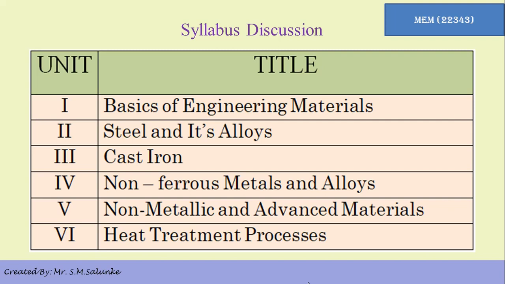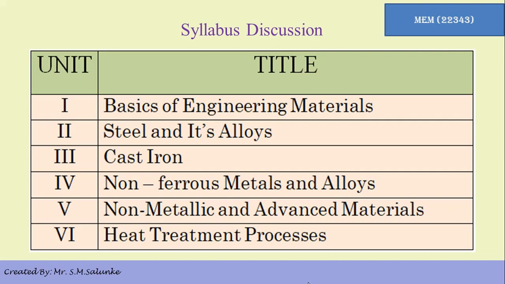Now the next thing is the syllabus discussion. As you can see here, we have the outline of our syllabus in front of us. The first unit will be basics of engineering materials. In this unit, you will be going through various types of properties that are related to engineering materials. These are the basic properties, from physical as well as mechanical properties, and you will get to differentiate materials on the basis of these mechanical as well as physical properties. This is the basic unit for this subject.